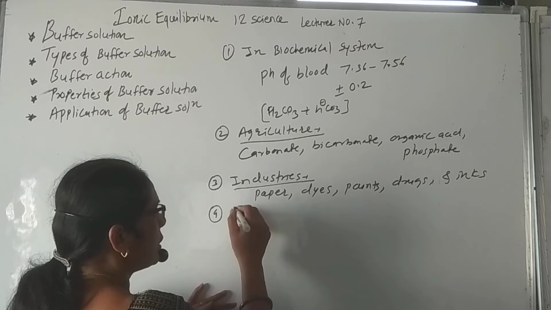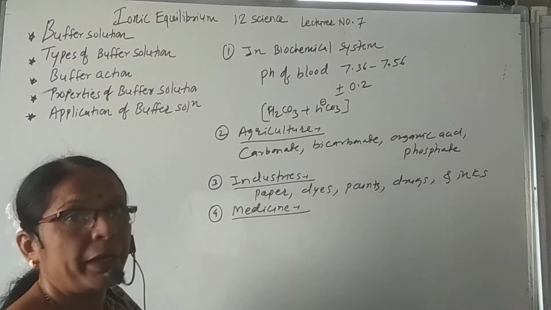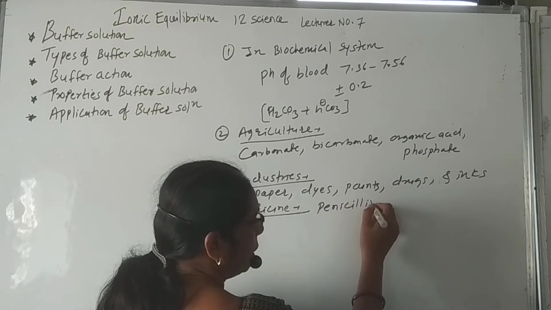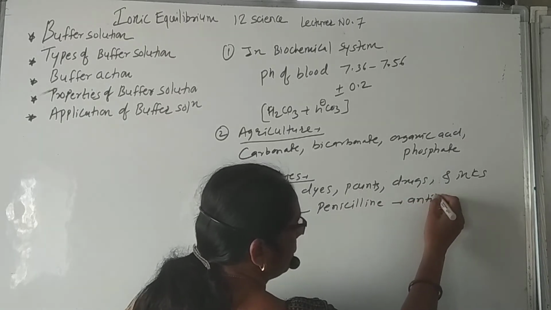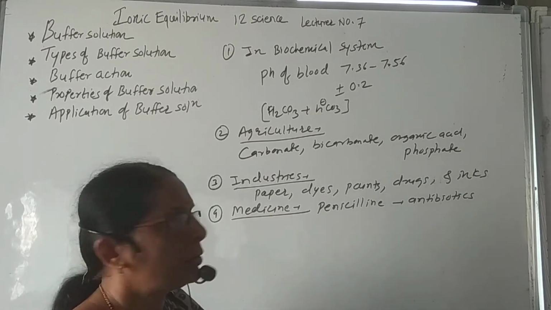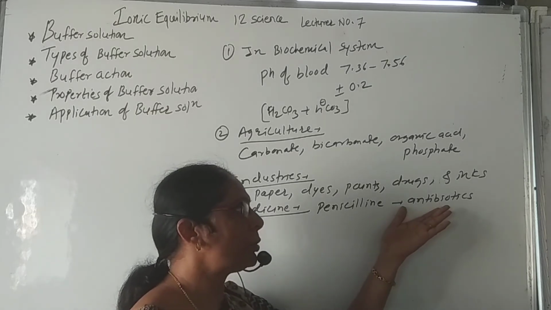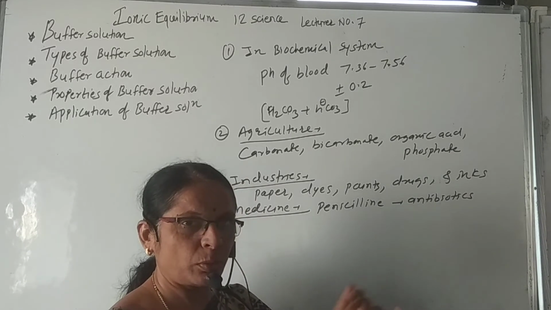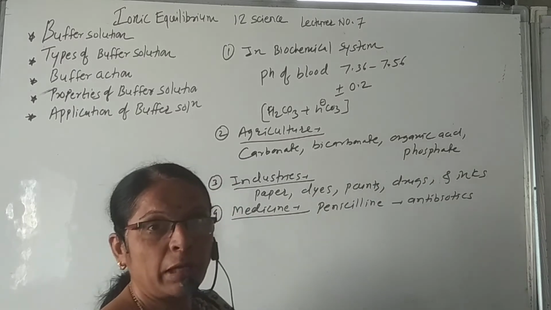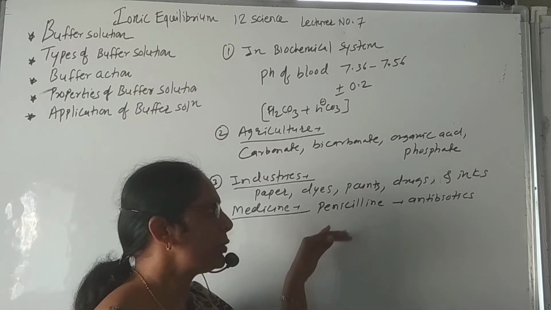Then the buffer solution is also used in medicine. It also has an important role in medicine. We know penicillin. Penicillin is an important antibiotic which can resist the growth of bacteria. In order to kill or resist the growth of the bacteria, microorganisms which are present, antibiotics are used. So penicillin is one of the important antibiotics we use for this purpose.